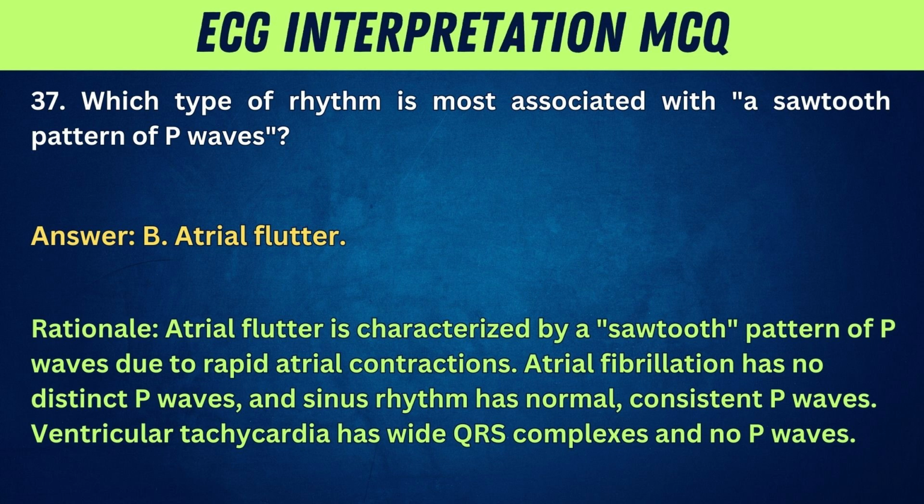Atrial flutter is characterized by a sawtooth pattern of P waves due to rapid atrial contractions. Atrial fibrillation has no distinct P waves, and sinus rhythm has normal, consistent P waves. Ventricular tachycardia has wide QRS complexes and no P waves.